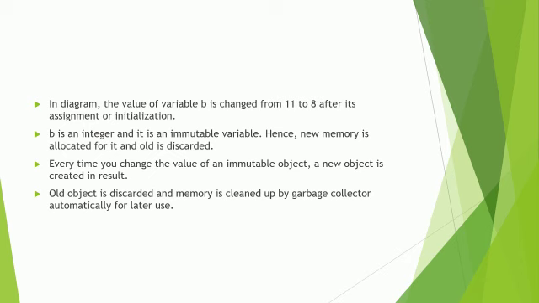In the diagram we saw, the value of the variable b was changed from 11 to 8, but because it is an integer, a number, and an immutable or unchangeable variable, new memory is allocated and the old one is discarded by means of garbage collection. Every time you change the value, a new object is created and the old object is discarded. This is what happens with immutables. The old value is not replaced; it is discarded and a new value is created.